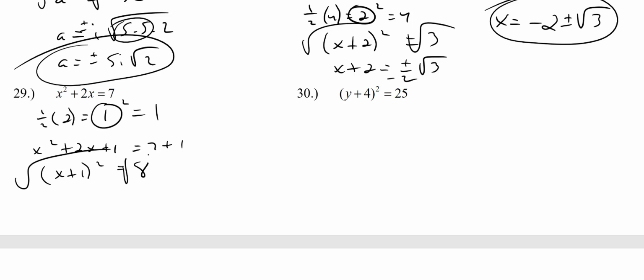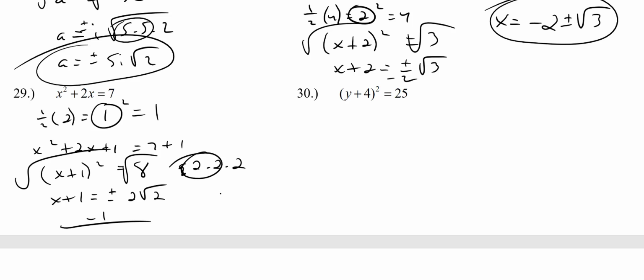So I take the square root of both sides, so it's x plus 1 equals plus or minus the square root of 8. 8 is 2 times 2 times 2. So I can pull a pair of 2's out, so it's 2, and I got a 2 left over. Now my last step is subtract 1 from both sides, so x equals negative 1 plus or minus 2 root 2.